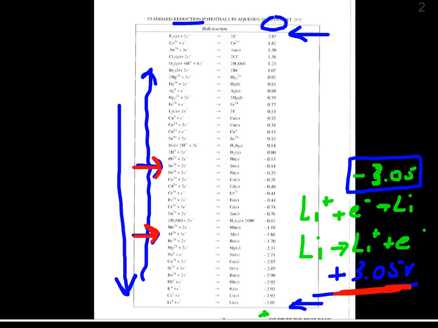Alright? So since in terms of this table, aluminum is the better one to be oxidized, I'm going to take the value of the voltage from aluminum, which is 1.66, and I'm going to turn it positive. I'm then going to add it to the voltage of the tin, which is a negative 0.14.